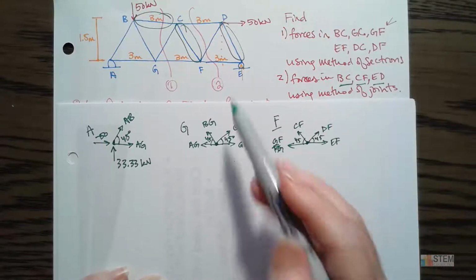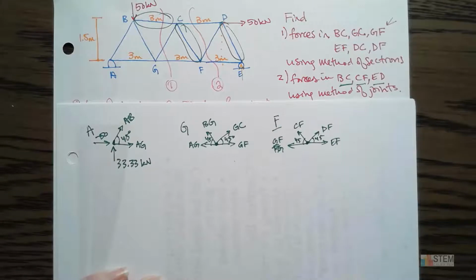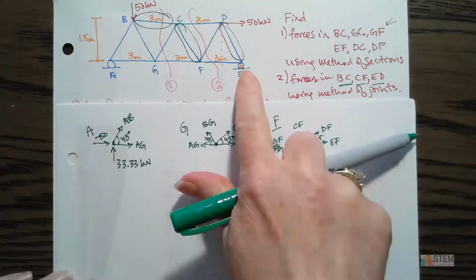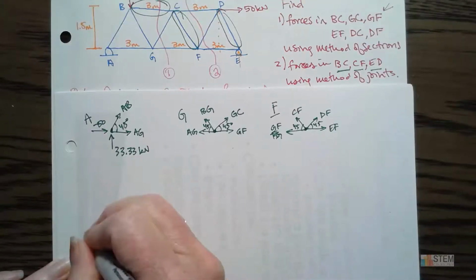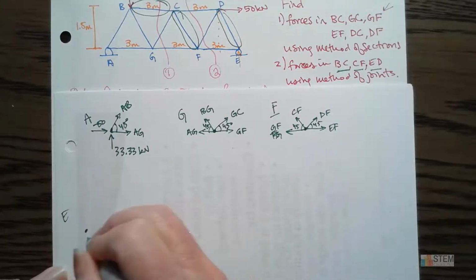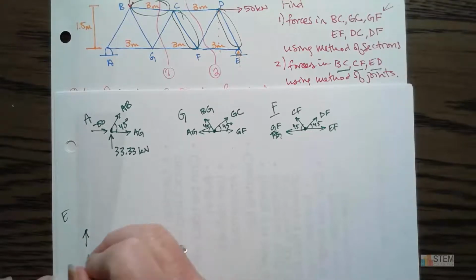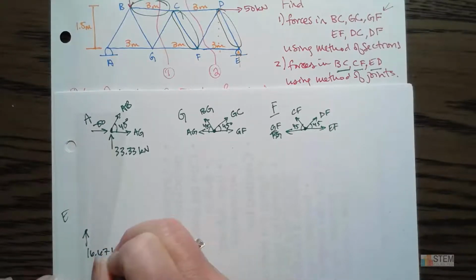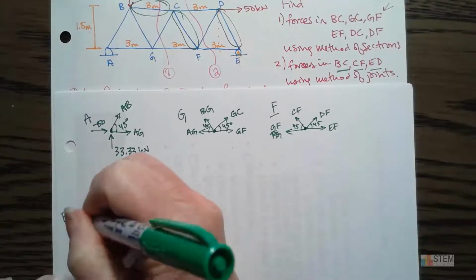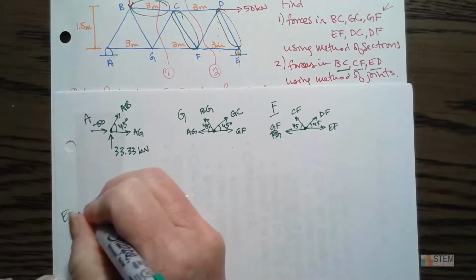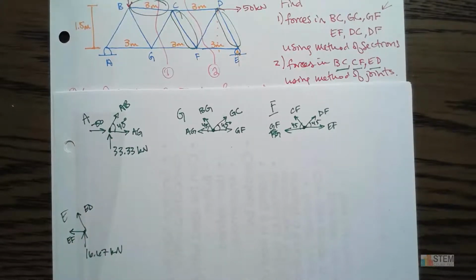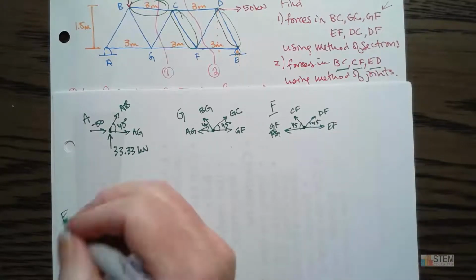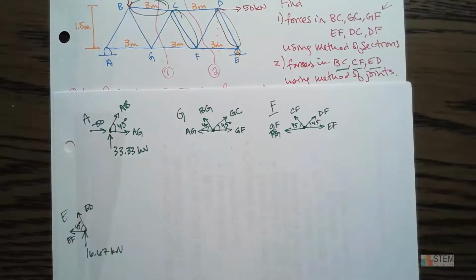All right, and then finally here we have E. So there's E. E's a little different, right? It's got this little roller, and then it only has two members. So let's put that down right here. Okay, and EY, that was 16.67. And then we've got the two members. We're going to draw them going out. So we got ED and then EF. All right. Now remember, ED is one of the ones we're going to look for, right? That was one of the unknowns. So that's in joint E there.